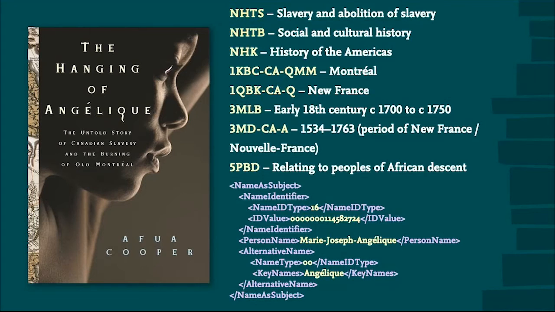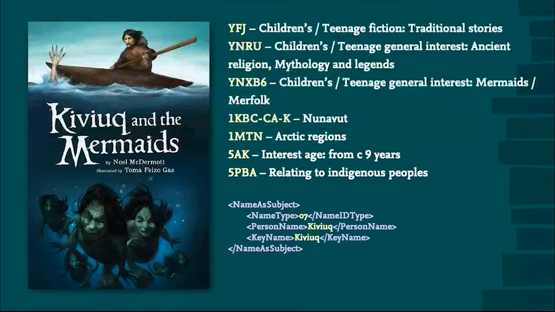Also, on this one, in the Thema, you can see that we have some Canadian-specific codes. So Thema has what we call national extensions. They can be things that have come from a specific country. Canada has suggested these, but they can be used by anybody. In this case, it's 1QBK CAQ, New France. We also have the code for Montreal. We also have a period qualifier for the period of New France. So these are national extensions.